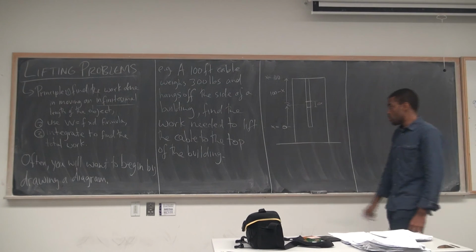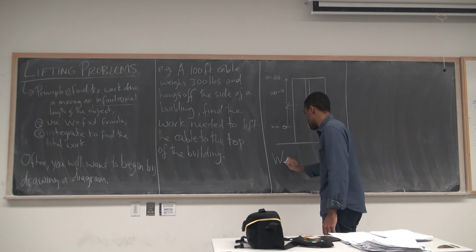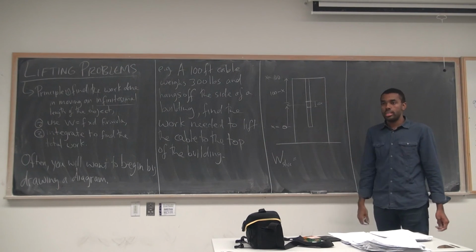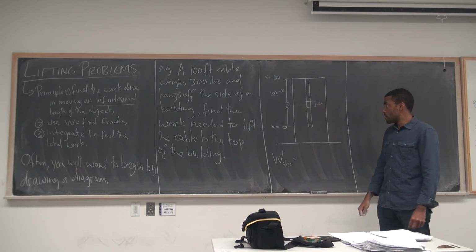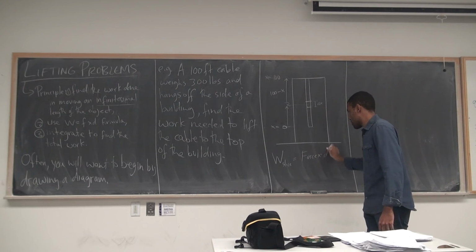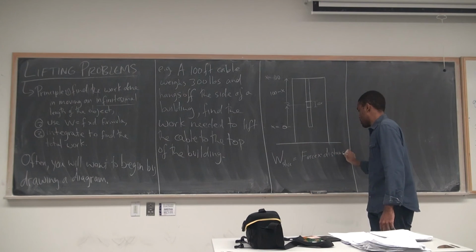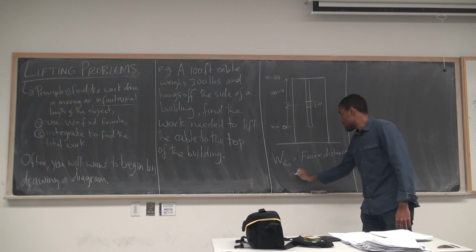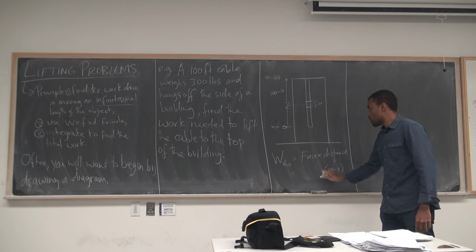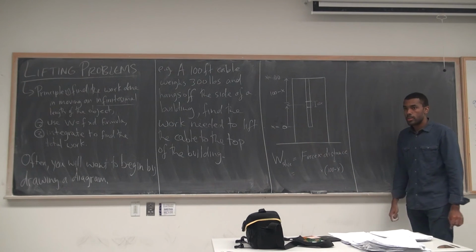Now let's worry about the work to move this one slice of rope. This is now just an object. I just take it and move it that distance. So how do I look at the work? Just force times the distance I have to move. Let's start there. The distance I already know. The distance is going to be 100 minus x.